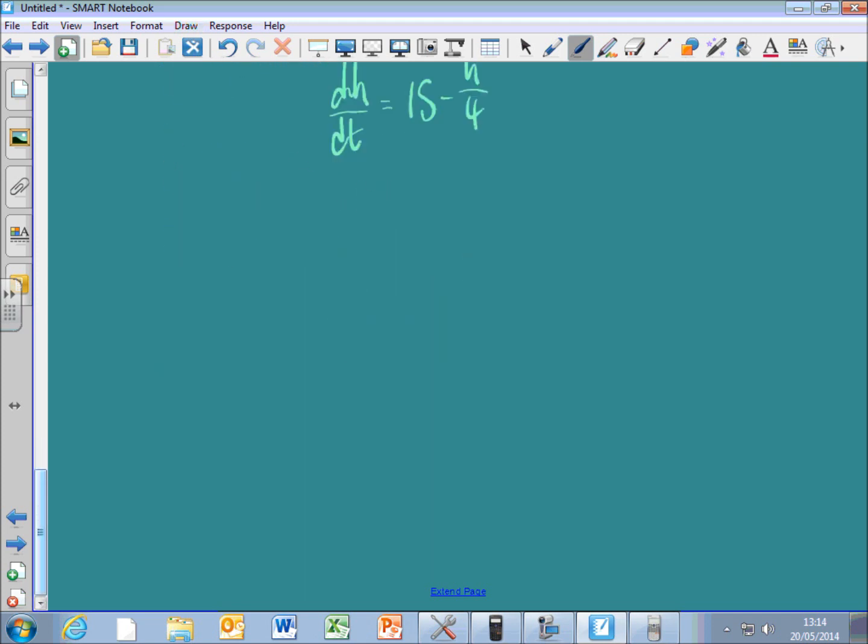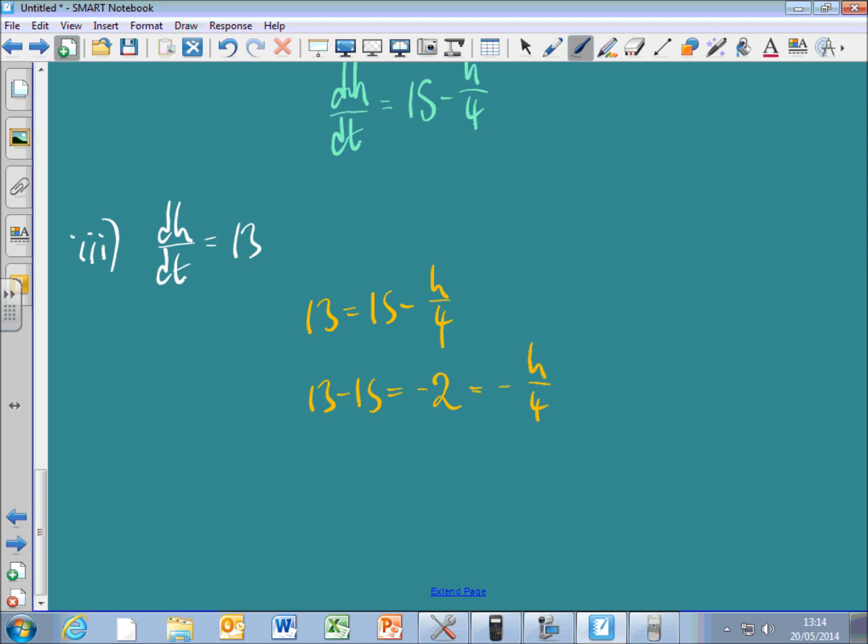And then very finally, part 3, it says find the height of the toadstool when the rate of growth is 13 millimeters per hour. Well, that's the growth rate. That means that that's the gradient is 13. So just sub it into here. So I get 13 is equal to 15 minus h over 4, and we're trying to find the height. So 13 take away 15 is going to be negative 2, and that's equal to minus h over 4. So h is going to be 8 millimeters. And that's it.